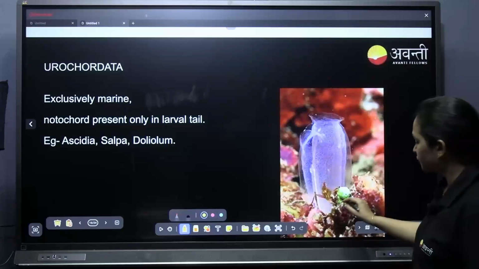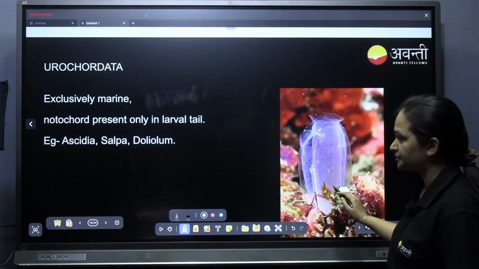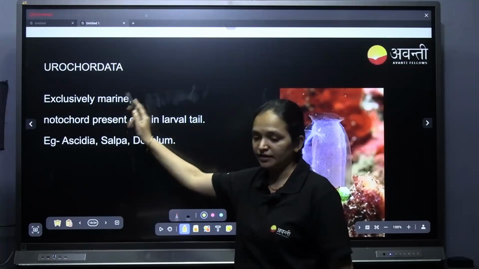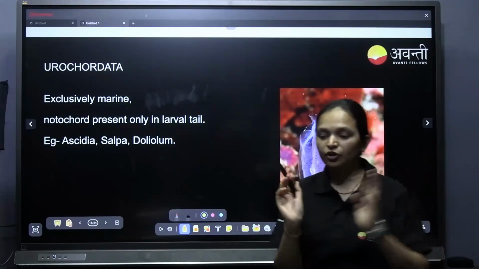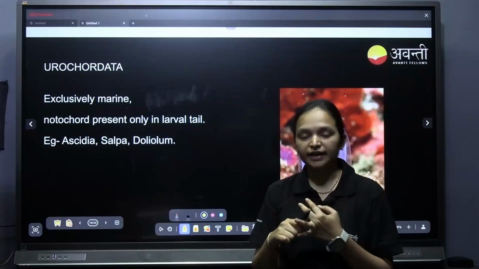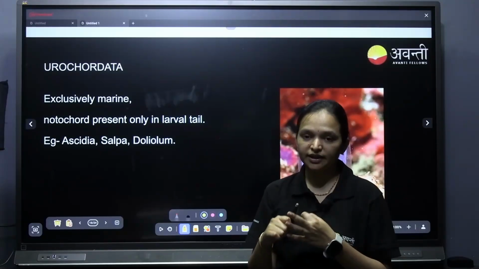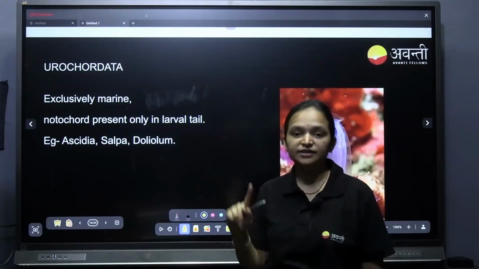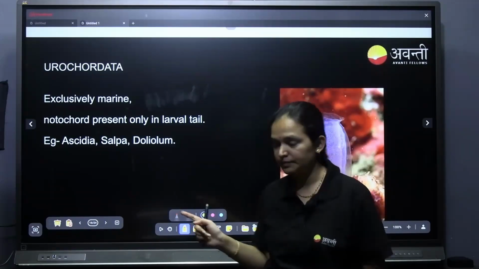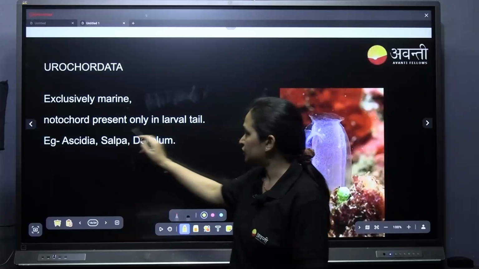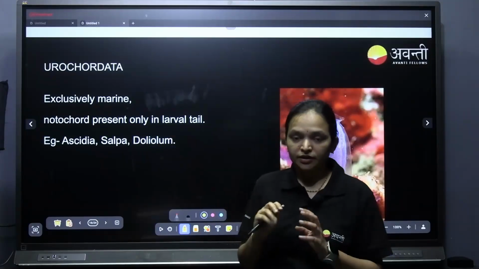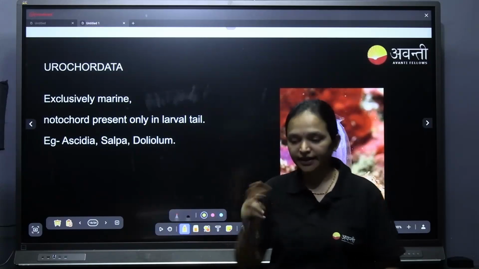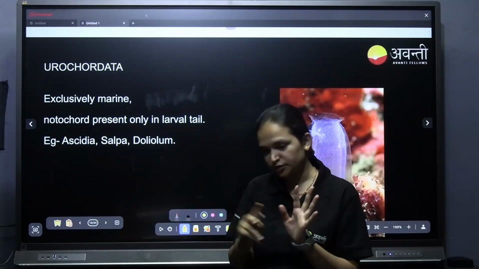Urochordates, this is a urochordate, Ascidia. One of the important things is that they are exclusively marine. Till non-chordates I said ctenophora, echinodermata and hemichordata are exclusively marine. When it comes to chordates, urochordates and cephalochordates are exclusively marine. Notochord is present only in the larval tail. In urochordates there is indirect development, that is, a larval stage is present.